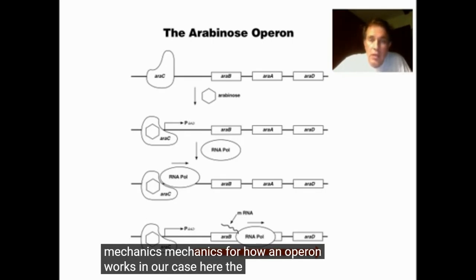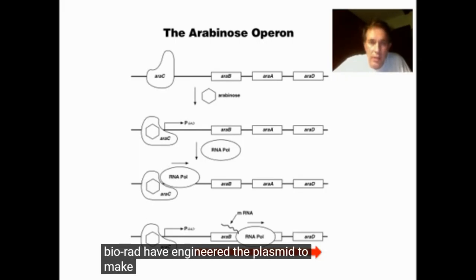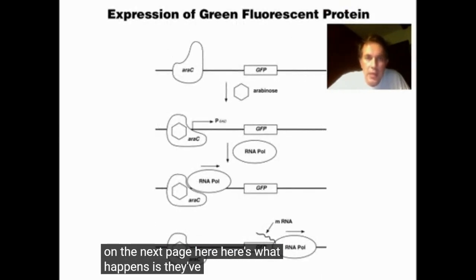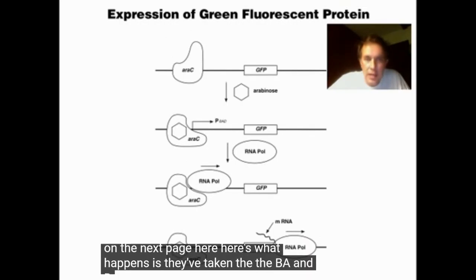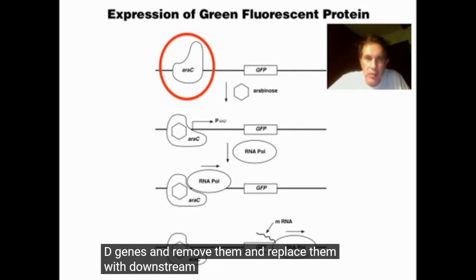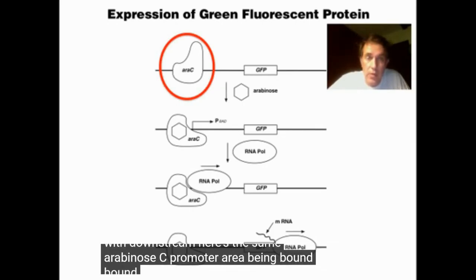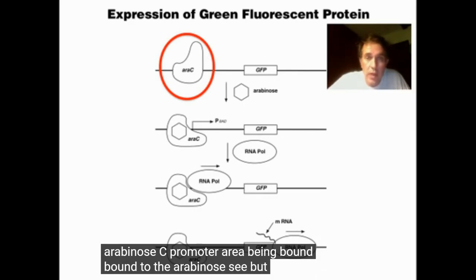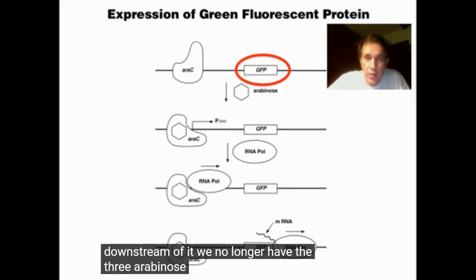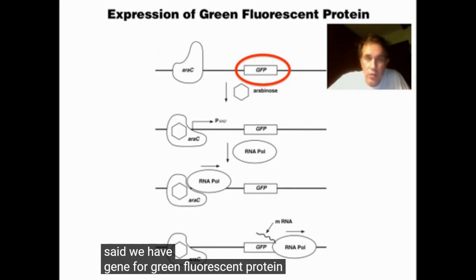In our case here, the people at Bio-Rad have engineered the plasmid to make it a little bit different. You see on the next page here, they've taken the B, A, and D genes and removed them and replaced them. Here's the same arabinose C promoter area being bound to the arabinose C, but downstream of it we no longer have the three arabinose metabolizing proteins. Instead we have the gene for green fluorescent protein.